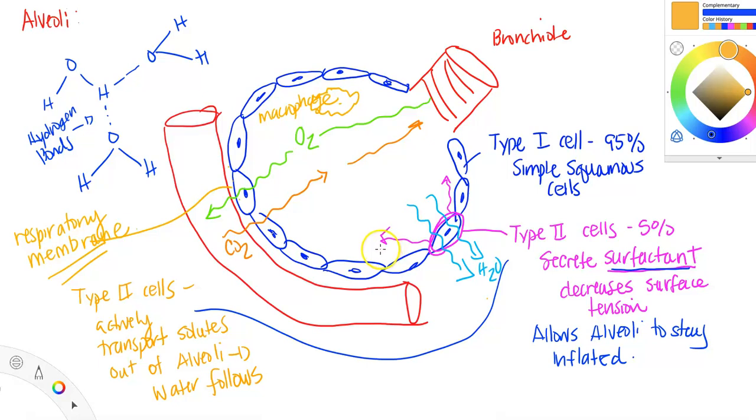Okay. All right, so that's the alveoli. Now we're going to start talking about the pressures and how the lungs and all are made to take in and breathe out air. And we're going to talk about inhalation and exhalation of air.